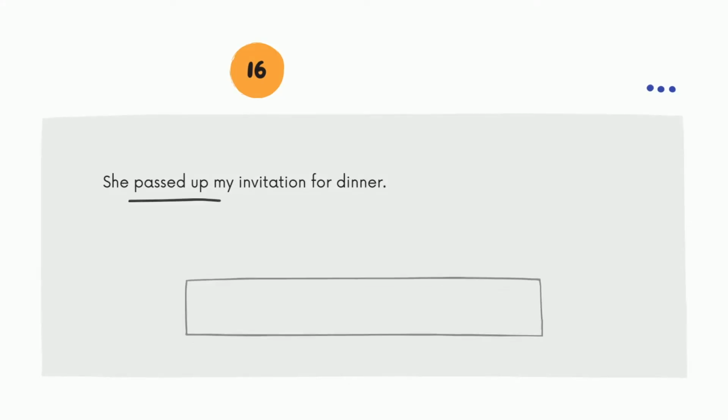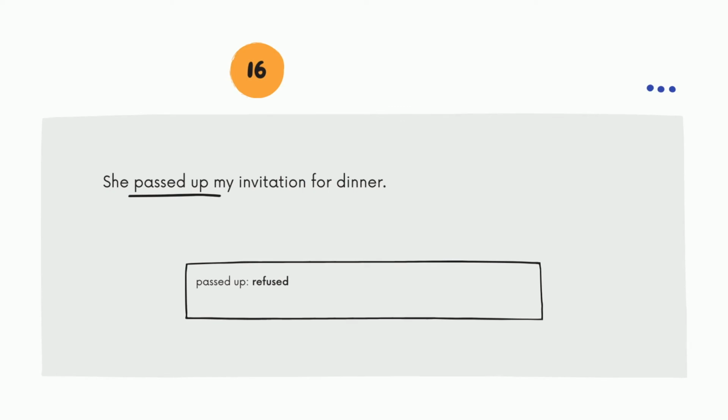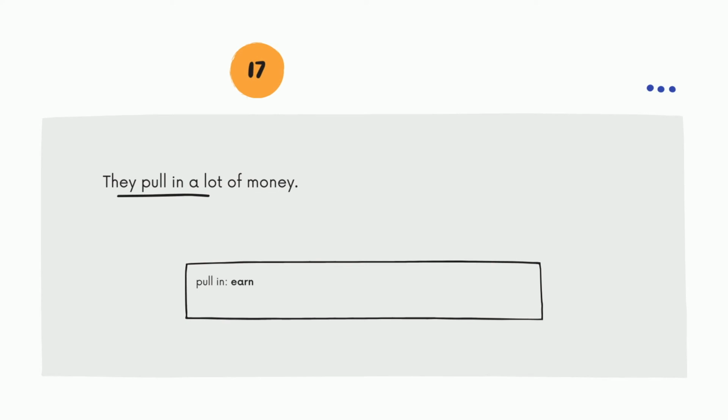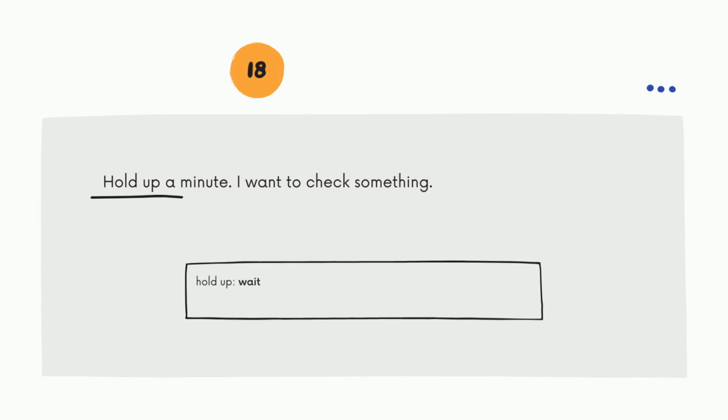She passed up my invitation for dinner. Passed up here means refused. They pull in a lot of money. Pull in here means earn. Hold up a minute. I want to check something. Hold up here means wait.